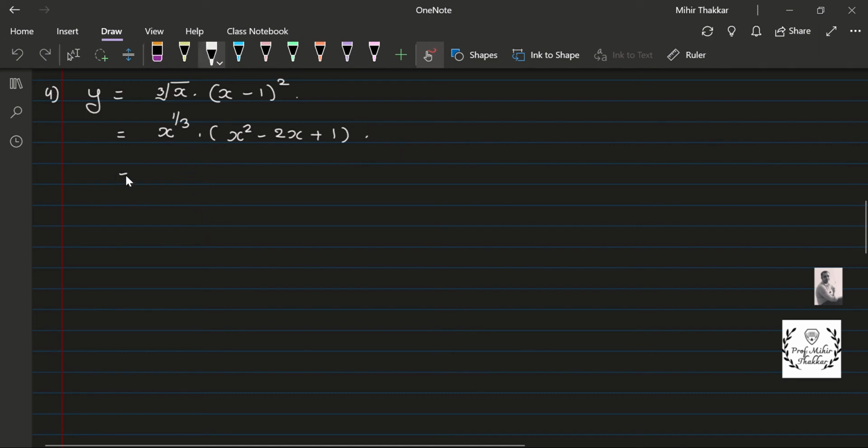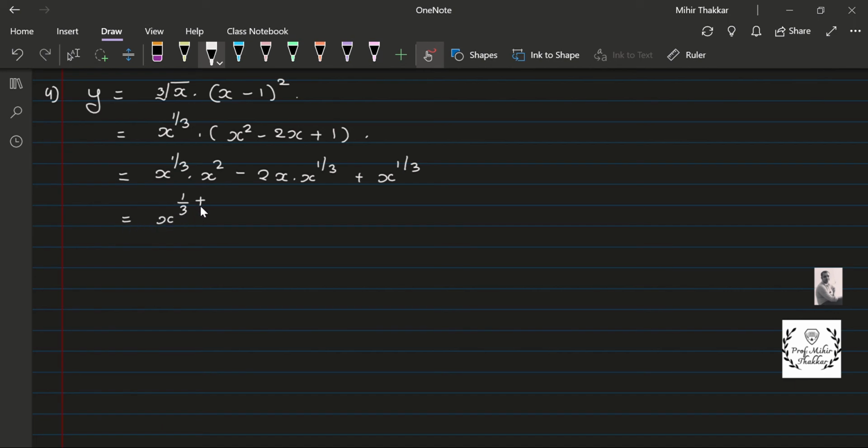Now we will multiply this inside the bracket. So x raised to 1 by 3 into x square minus 2x into x raised to 1 by 3 plus x raised to 1 by 3. Yes guys, once again we'll apply the law of indices, a raised to m into a raised to n. So the powers will get added. So I get x to the power 1 by 3 plus 2, minus 2 into x to the power 1 plus 1 by 3, and for the last term x raised to 1 by 3.